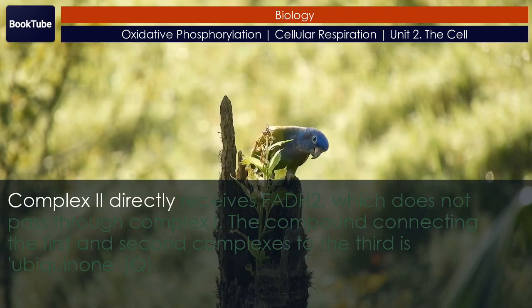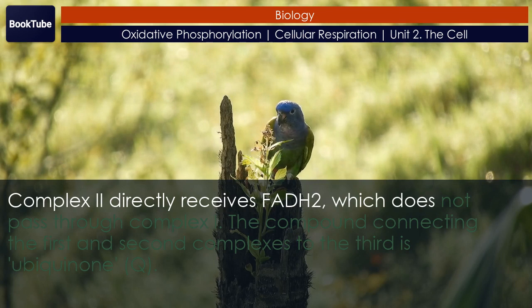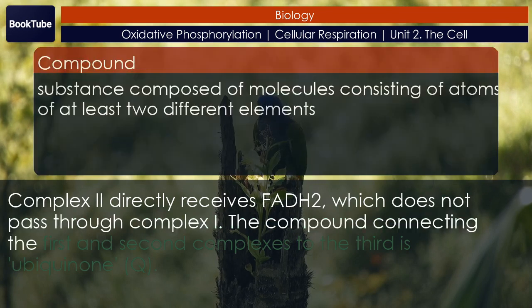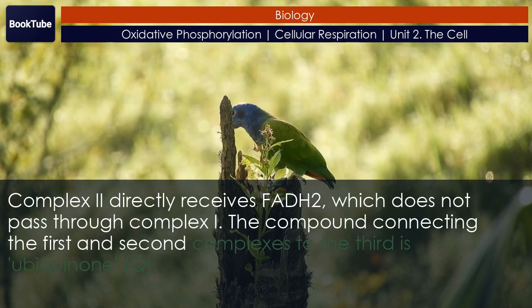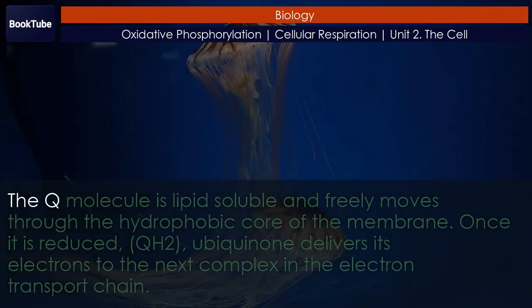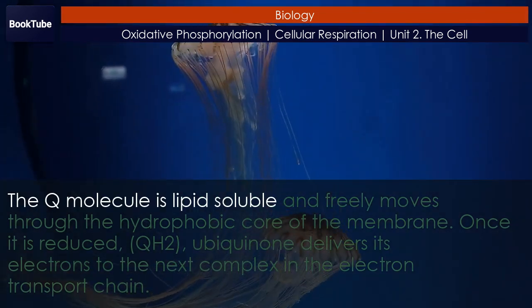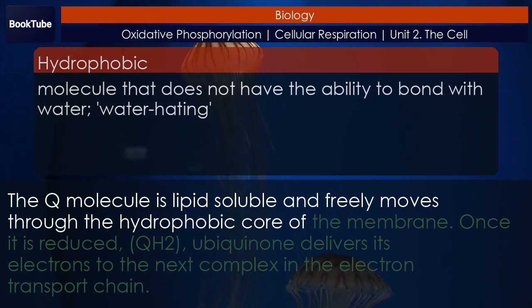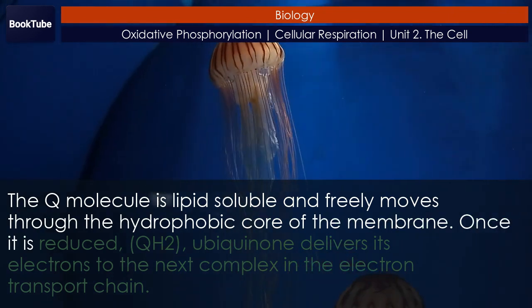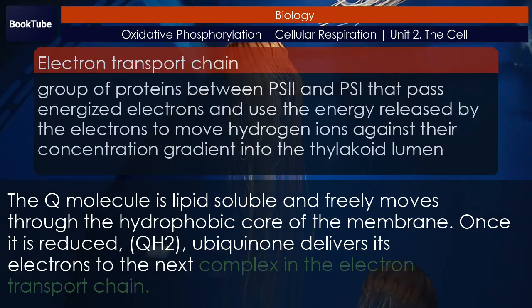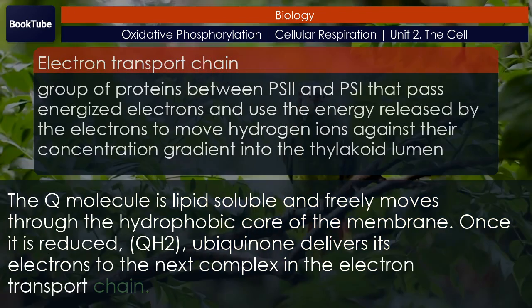Complex II directly receives FADH2, which does not pass through complex I. The compound connecting the first and second complexes to the third is ubiquinone, Q. The Q molecule is lipid-soluble and freely moves through the hydrophobic core of the membrane. Once it is reduced, QH2, ubiquinone delivers its electrons to the next complex in the electron transport chain.